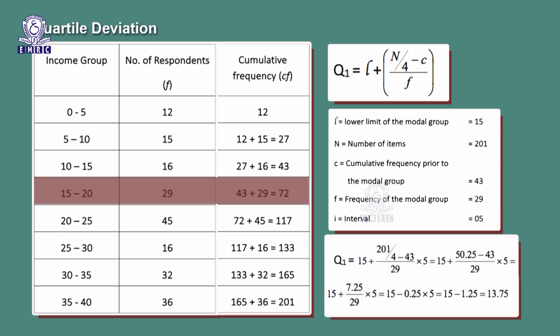Q1 is equal to L plus (N divided by 4 minus C) divided by F into I, which is equal to 15 plus (201 divided by 4 minus 43) divided by 29 into 5, which is equal to 15 plus (50.25 minus 43) divided by 29 into 5, which is equal to 15 plus 7.25 divided by 29 into 5, which is equal to 15 plus 0.25 into 5, which is equal to 15 plus 1.25, which is equal to 16.25. So we have calculated Q1 value.